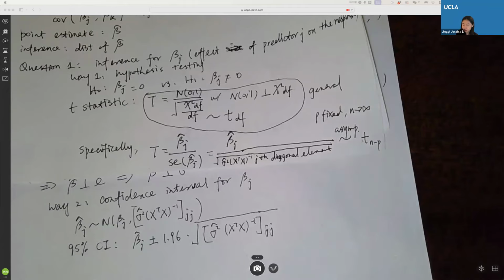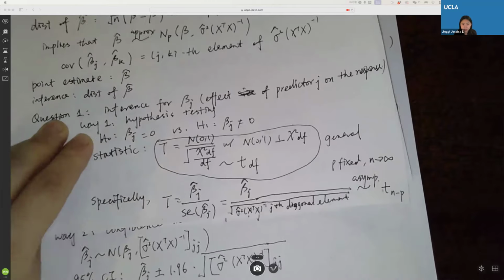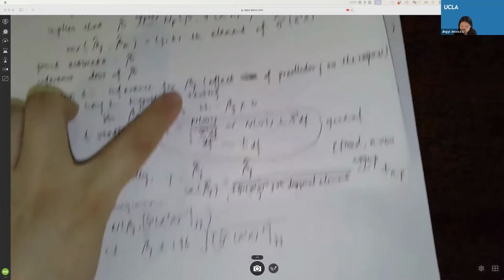But some people prefer the confidence interval approach because they can see more information, like the confidence interval length, where the center is, how large the interval is, while for the p-value, it's just one number between 0 and 1. So it's less, how to say, informative in many people's opinion. All right, so that's what I want to say for testing one predictor. And that is question one, inference for one predictor j.